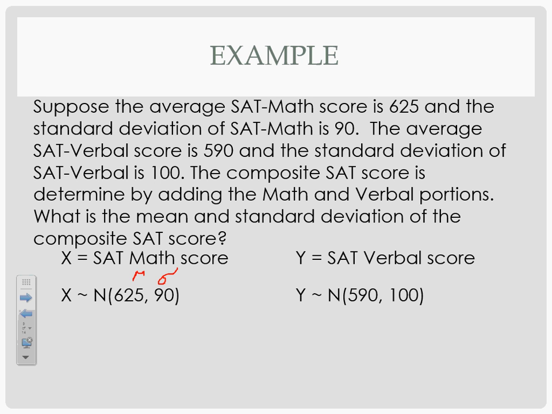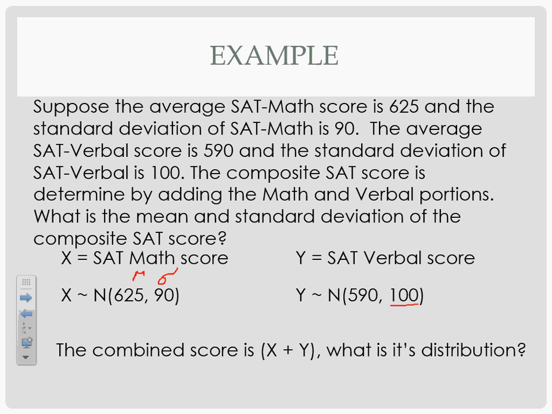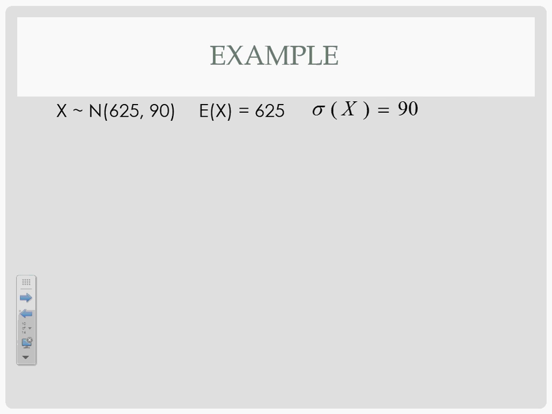So typically students do better on math, but there's more variation, so scores are a bit more spread out over here on verbal. So when we're looking for what is the mean and standard deviation of the composite scores, we're looking for x plus y. So what does that distribution look like? Well, if we go back through, I'll just rewrite all that.